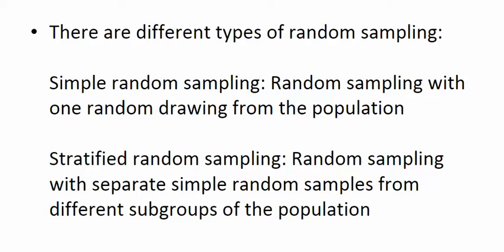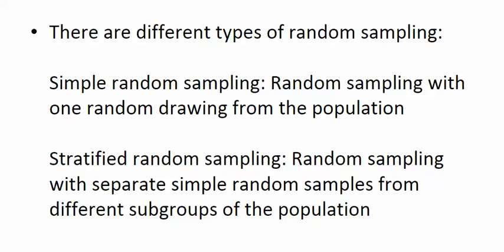Well, what I could do is get 2 hats, put the male names in one hat, put the female names in another hat, and shake up both hats, and then take 5 male names out of the first hat without looking, and take 5 female names out of the second hat without looking, put the 10 names together, and I would have a stratified random sample. And I would know for sure that my sample is going to be half male, half female.